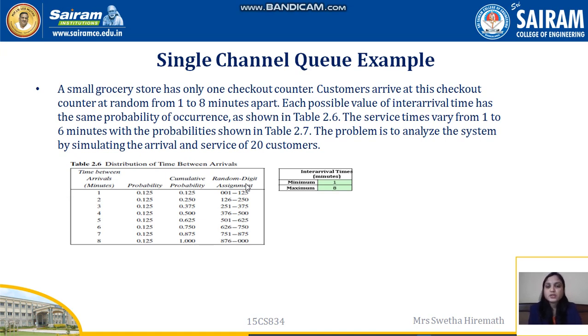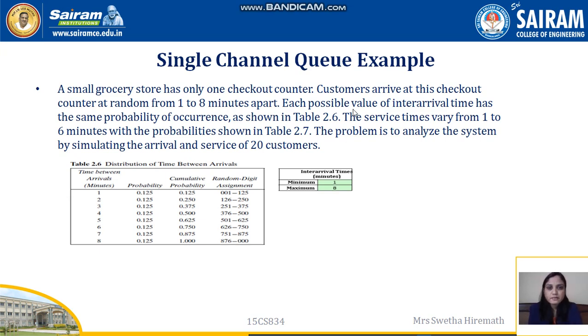Then how are we going to assign the random digits for them? We are going to take the range here as 001 to 125, 126 to 250, 251 to 375, based on the cumulative probability values, and the last one we have to consider as 000 because the first value we have taken as 001. So once we have done with this, then move to the service.